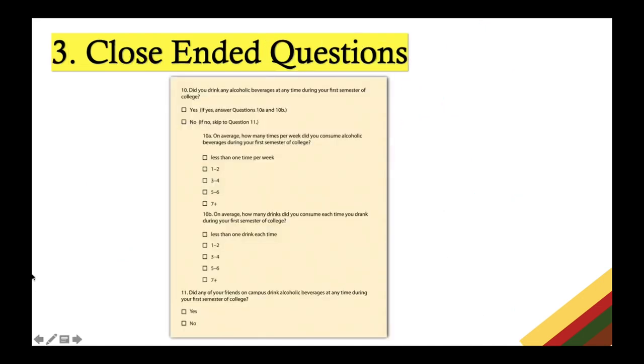Number three, it uses close-ended questions. As you can see on screen, there are no elaborating or clarifying probes reflected on the questionnaire. Let us say this sample question number 11: Did any of your friends on campus drink alcoholic beverages at any time during your first semester of college? You are given an option to answer either yes or no. No clarifying questions and no elaborating questions or probes are reflected on the questionnaire.